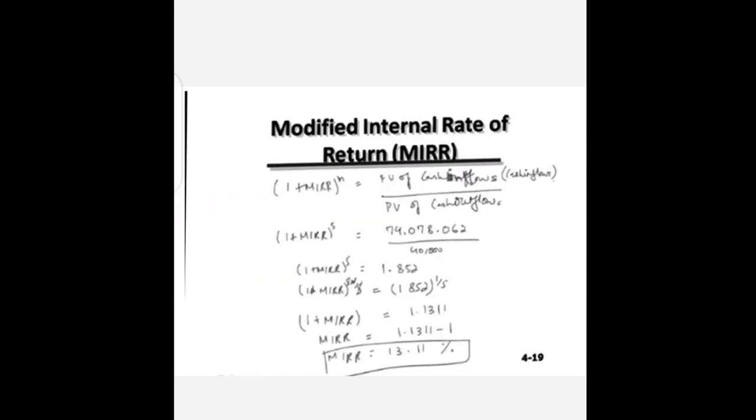So how will we calculate the modified internal rate of return? There is the formula: (1 + MIRR)^n equal to future value of cash inflows divided by present value of cash outflows. So what was the future value of cash inflows? It was 74,000, and the present value was 40,000. So if we put it into the formula, we will raise to the power 1/5 on both sides in order to find the MIRR. It will be 13.11%.